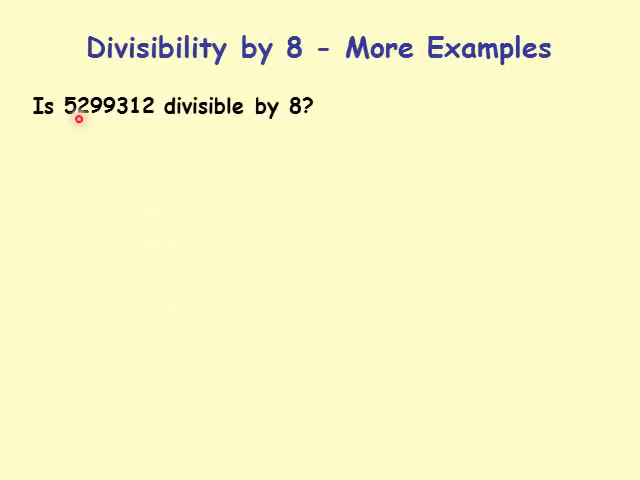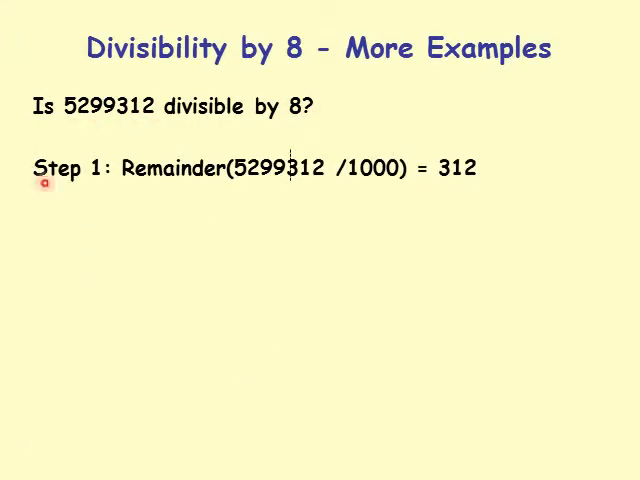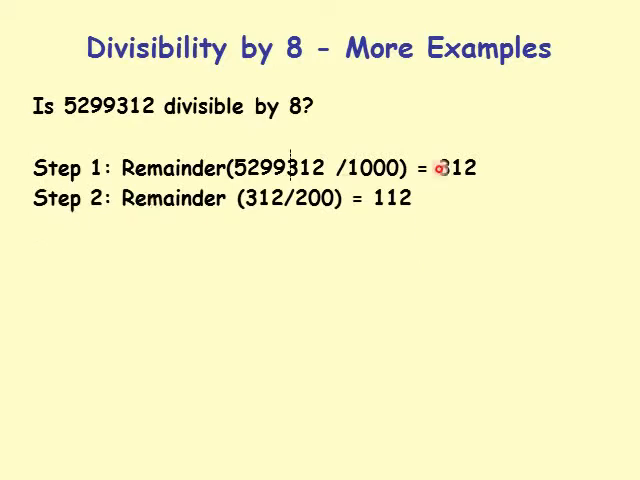Examples. Is 5299312 divisible by 8? Let's continue. First, we find the remainder of the number when we divide by 1000. The last three digits are 312, and that's the remainder. Then we take 312 and find the remainder when we divide that number by 200.